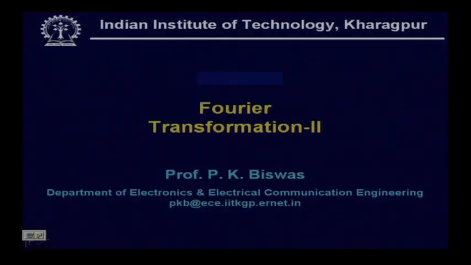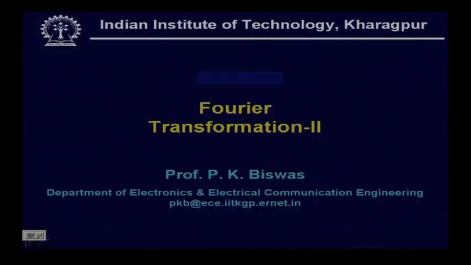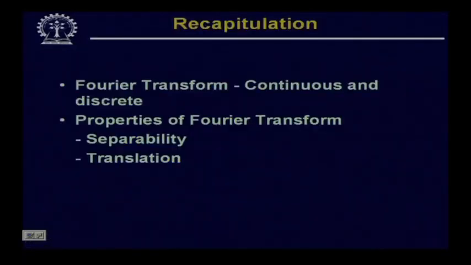In our last lecture, we started discussion on the Fourier transformation, and towards the end we saw some of the properties of the Fourier transformation. In the last class we talked about the Fourier transformation in both the continuous and the discrete domain, and we talked about some of its properties like the separability property and the translation property.